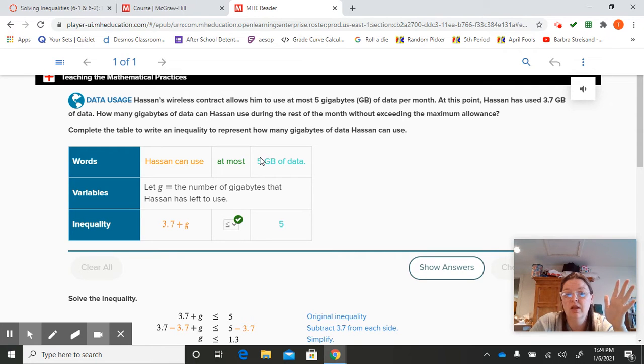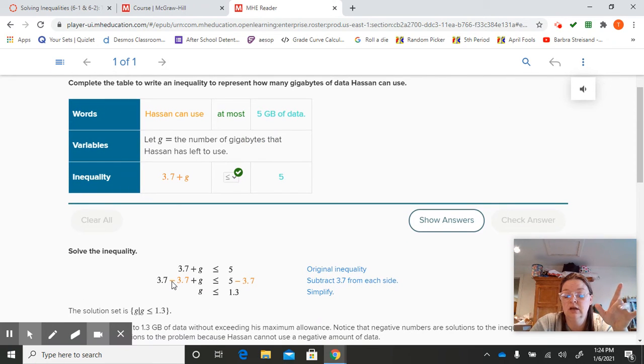Now to figure out how much he has left to use, we're going to do the opposite operation. We're going to subtract 3.7 from each side. So 5 minus 3.7 tells us that he has less than or equal to 1.3 gigabytes left to use. The solution set is G, such that G is less than or equal to 1.3.